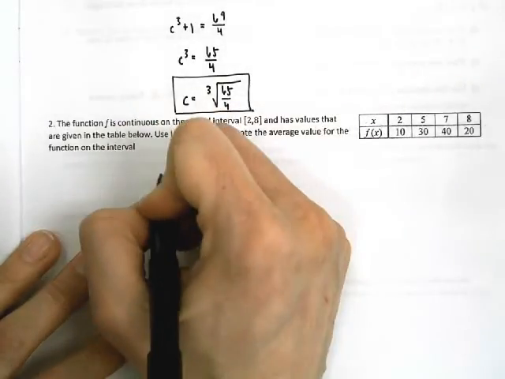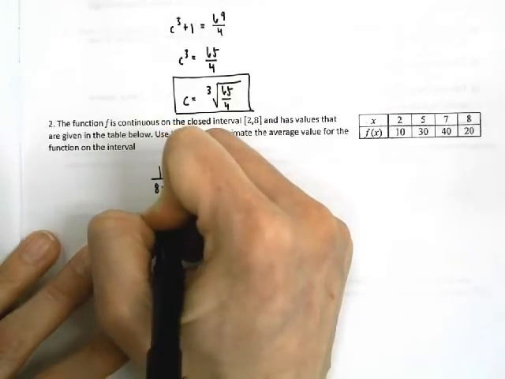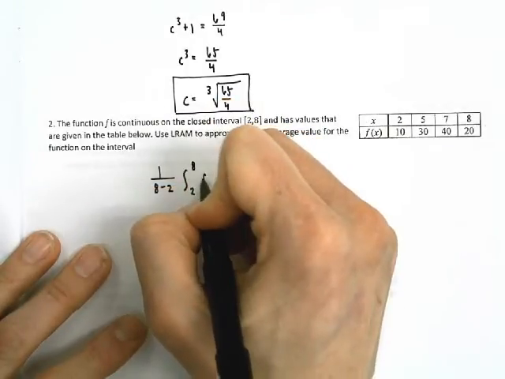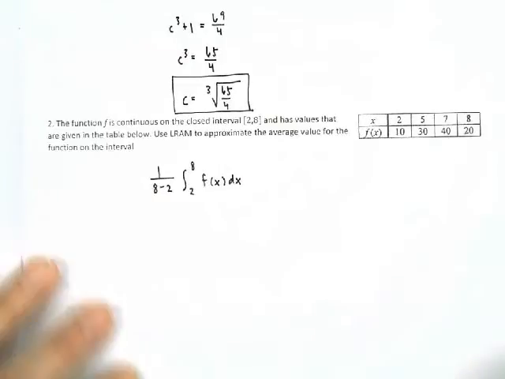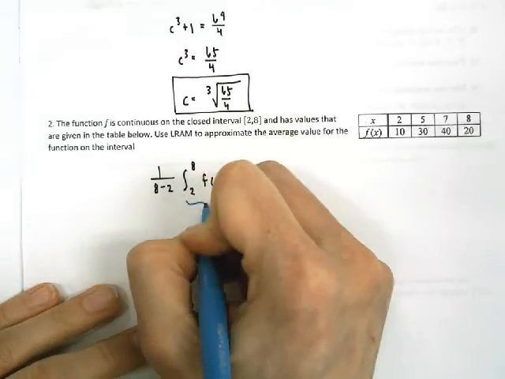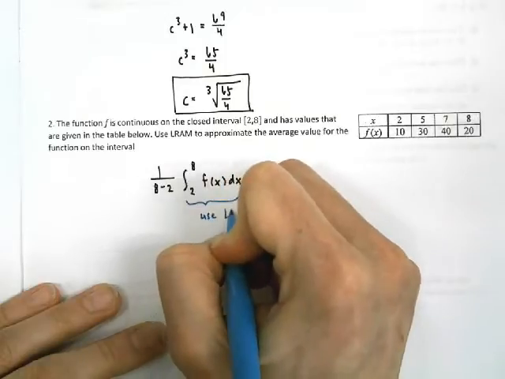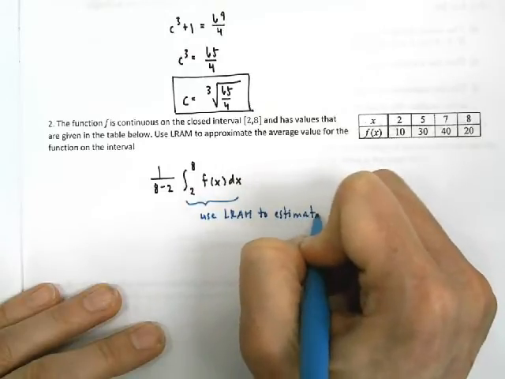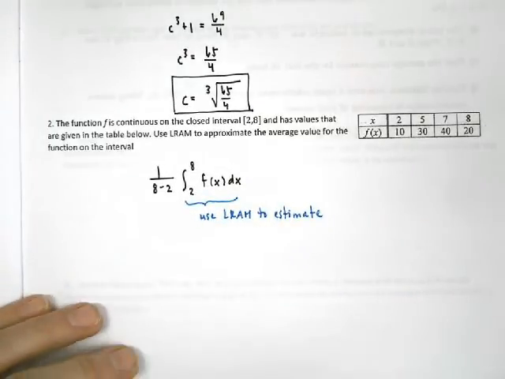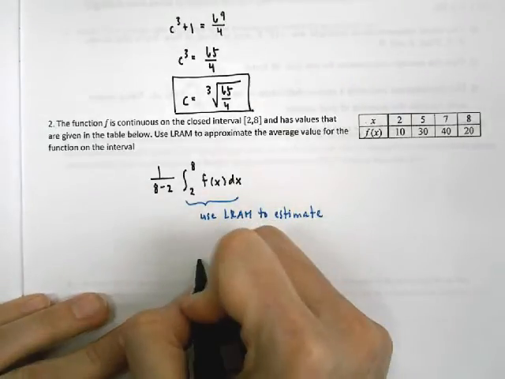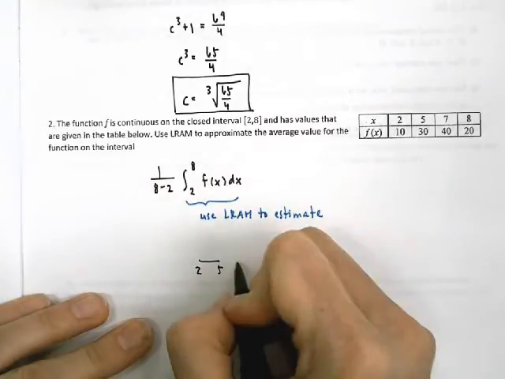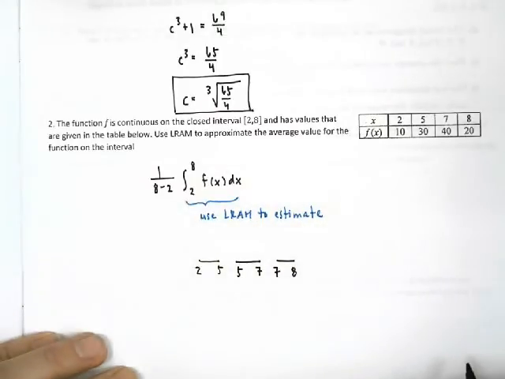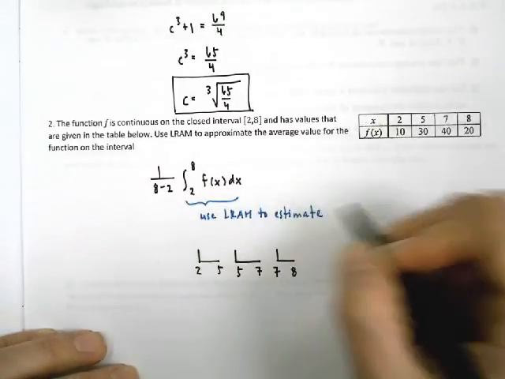So again, I know the average value is going to be 1 over 8 minus 2 times the integral from 2 to 8 of f of x dx. Now we're going to use LRAM to estimate the value of that integral. So we're going to do our left-hand approximation just like always. It doesn't specify, so we're going to use the intervals given in the table: 2 to 5, 5 to 7, and 7 to 8. This was a left-hand approximation.